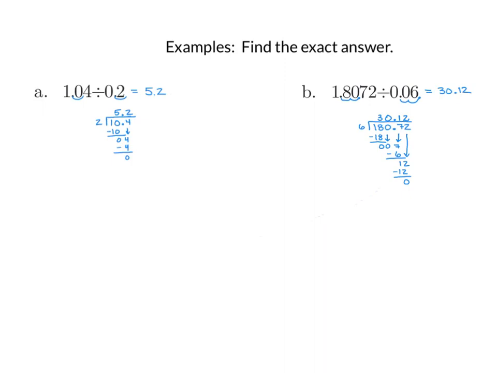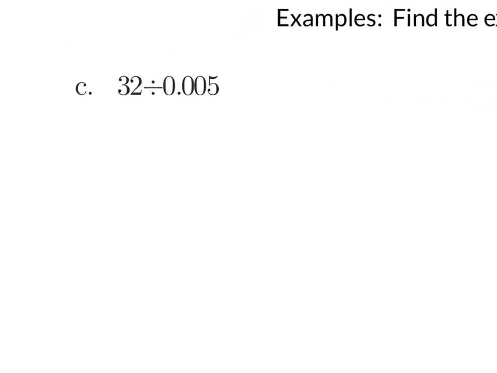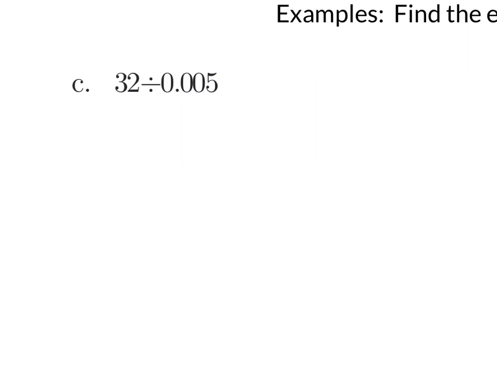All right, so those are some exact answers. Let's look at a couple more. Now, for these ones, one of the things that we should note is that our second number has more decimal places than our first number. And so we do need to be careful when we do this. All right, so we're still going to do the same thing. I still want to move my decimal point. How many places on this one? We're going to go 1, 2, 3.